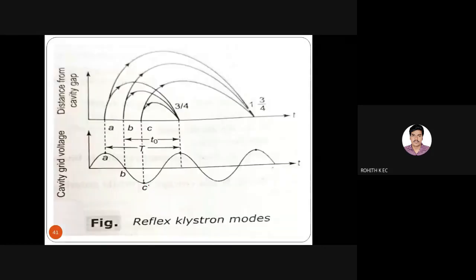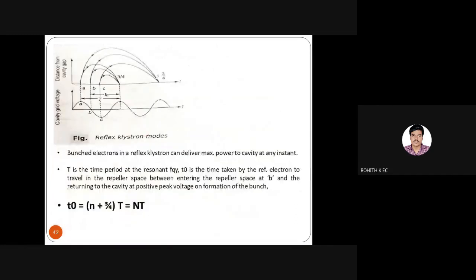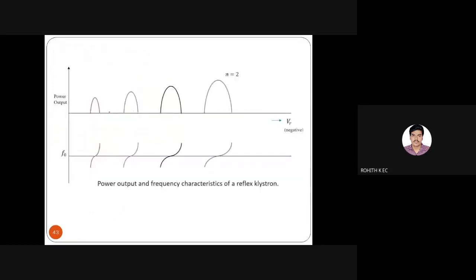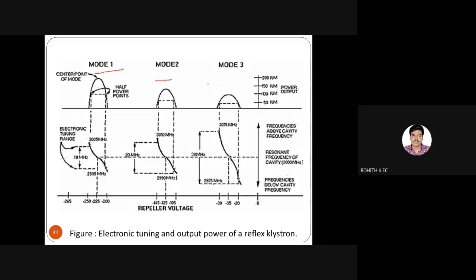So these are the same modes that I talked about, mode A, mode B, mode C, or mode 0, mode 1 and mode 2. So this is 3/4 time, this is 1 and 3/4 time, okay? So here, if N is equal to 0, it will be 0 + 3/4 into T, okay? And depending on our mode of operation, our power output will increase or decrease, okay? So this is the first mode, second mode, and third mode. Depending on the application, I'll be operating in mode 1, mode 2, mode 3, and so on, okay?